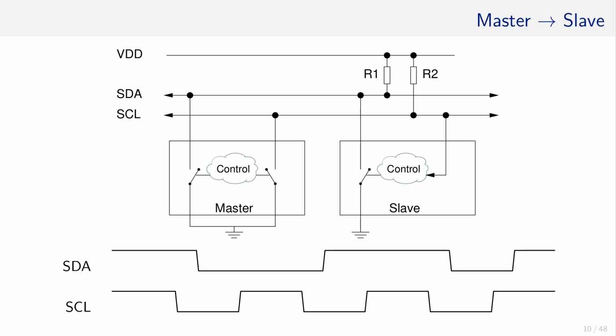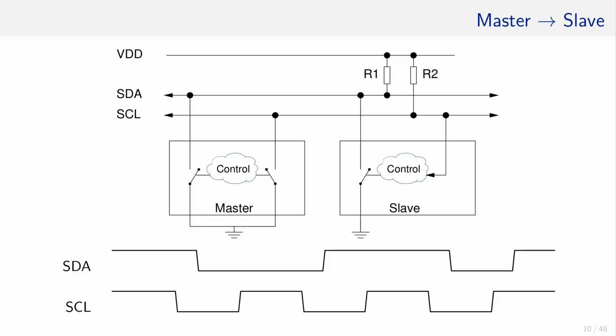However, remember, we said that SDA can only change if SCL is low. So this is a violation of the protocol. However, in I2C, this violation is detected by all participants of the bus and indicates a special case, that is, the end of transfer, and tells everyone that the bus is free for the next transfer, which could be from the slave to the master.